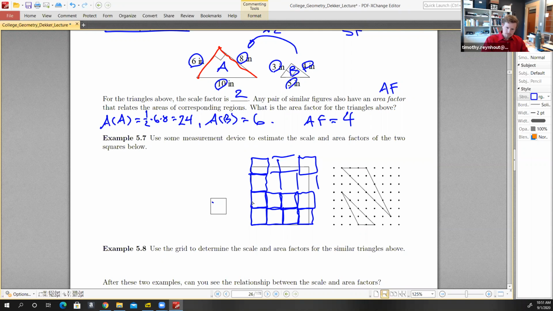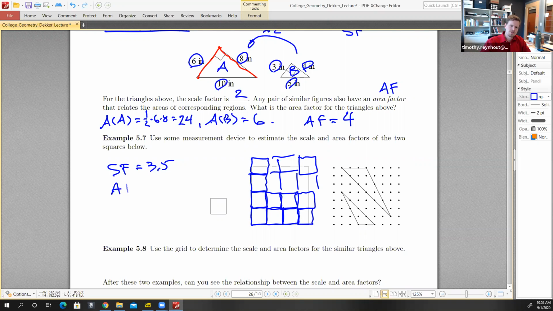Excellent. So this gives us an ability to approximate our scaling factor and our area factor. So it looks like there's about 1, 2, 3.5 squares long, 1, 2, 3.5 squares long. It's not perfect, but that's about right. So that would give us a scale factor of 3.5 because it took me 3.5 squares to get across.